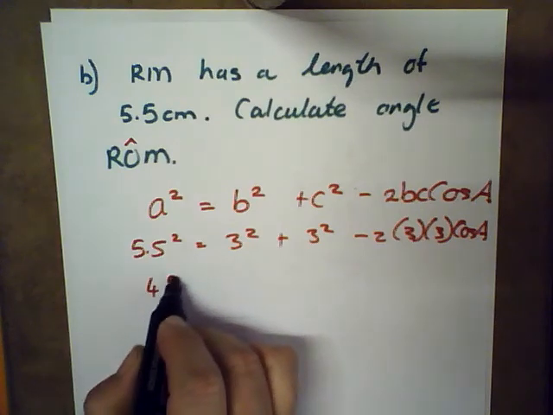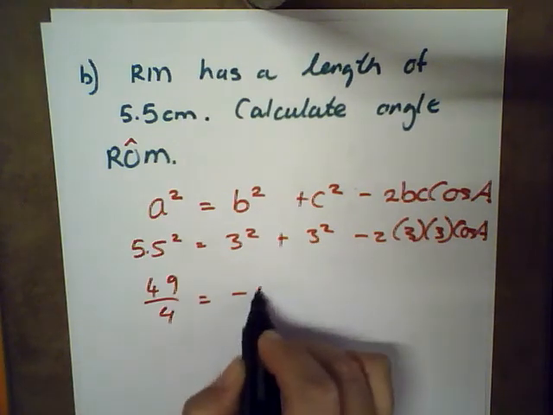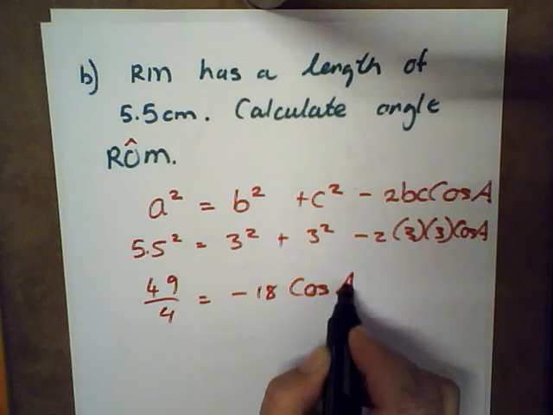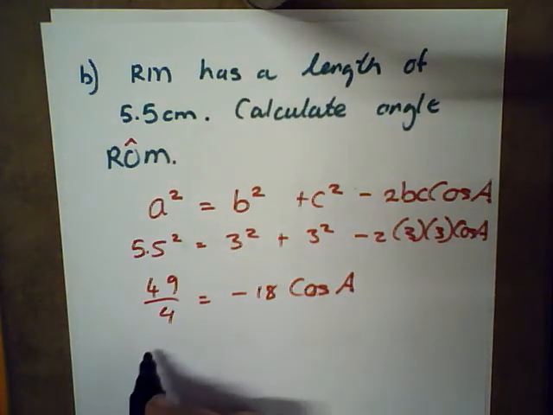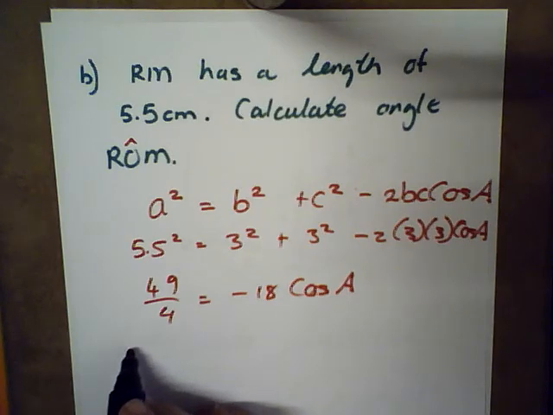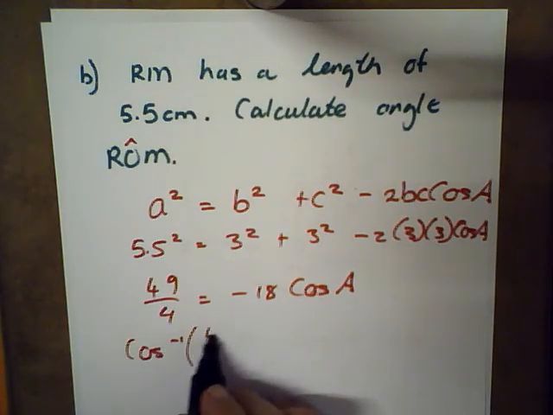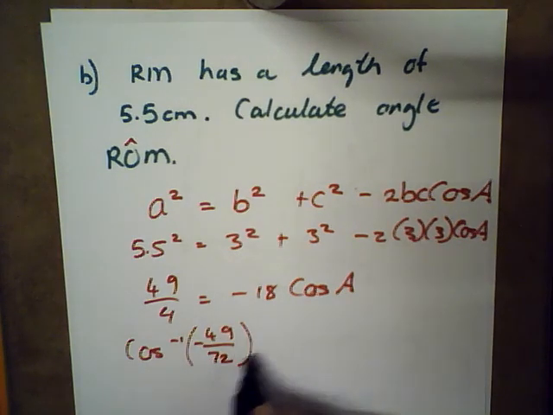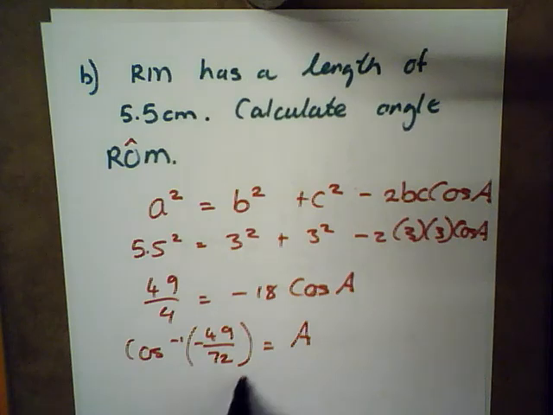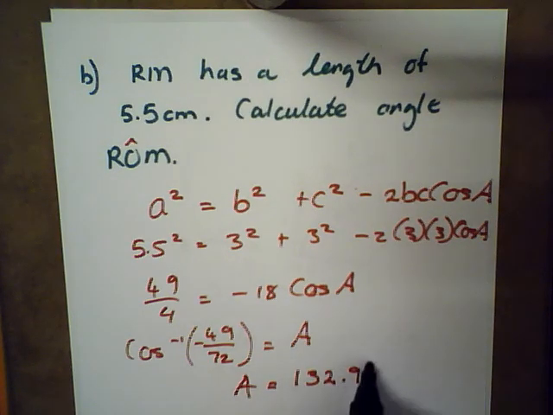So just do that quickly. Okay, divide by negative 18 on both sides. Find the inverse of a function. So cos inverse of negative 49 over 72 equals a, and a would be 152.9 degrees, and that's the end of this paper.